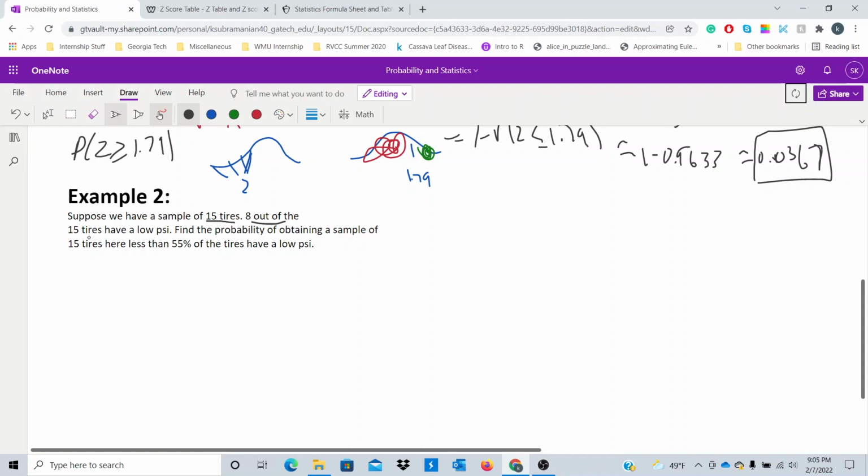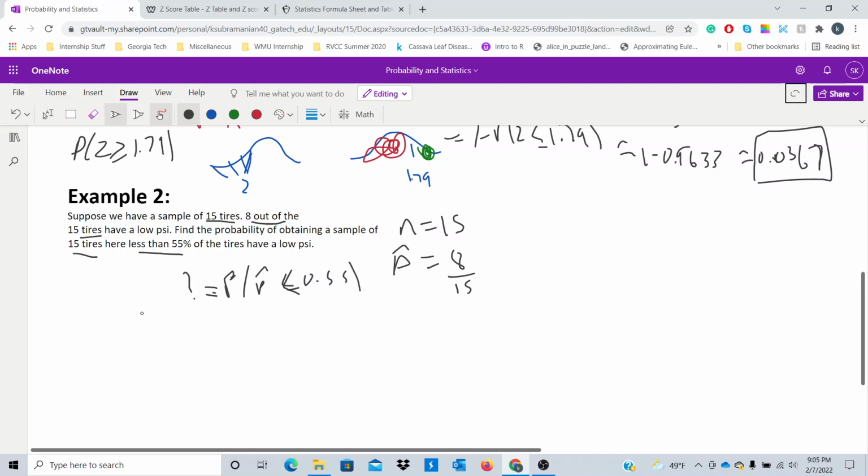And we see that 8 out of the 15 have a low PSI. We want to find the probability of obtaining a sample of 15 tires where less than 55% of the tires have a low PSI. So let's break this down. We know that n is 15. This is the number of tires. We know our sample proportion, p hat, is 8 out of 15, right? Because we said that 8 out of 15 tires have a low PSI. We want to find the probability of getting a sample where the proportion is less than 0.55, right? So we want to find this probability here.